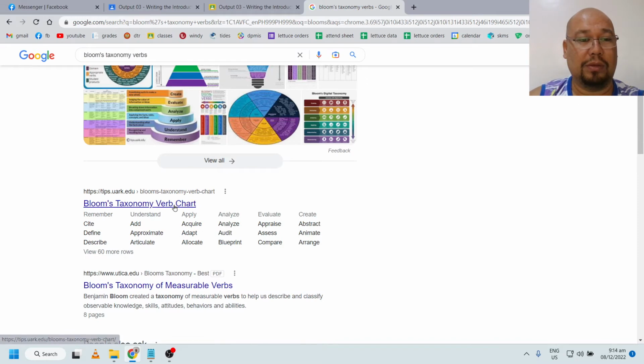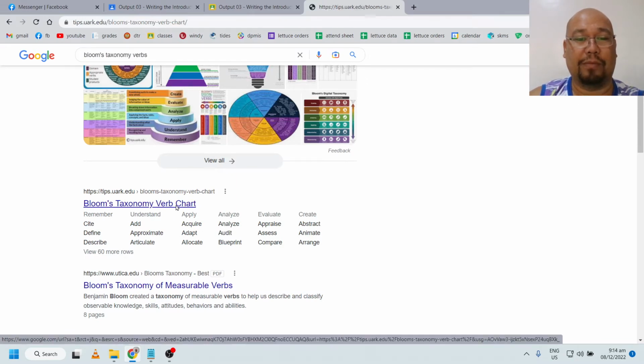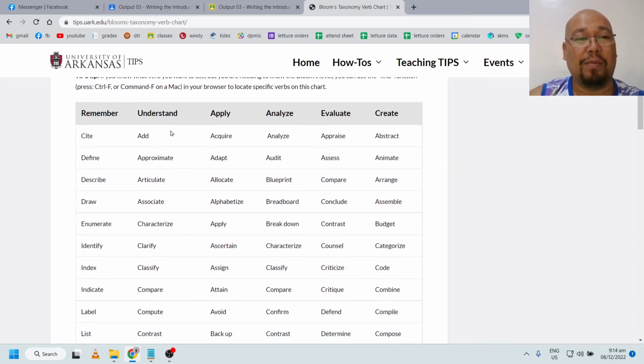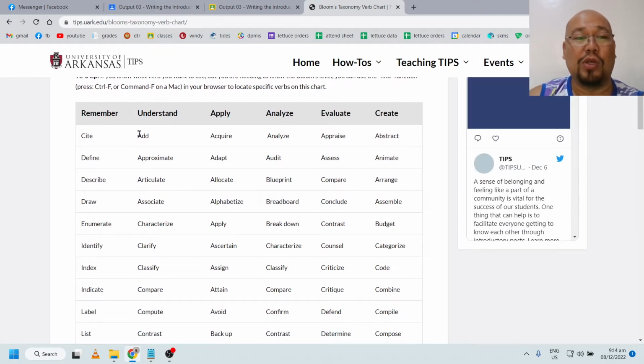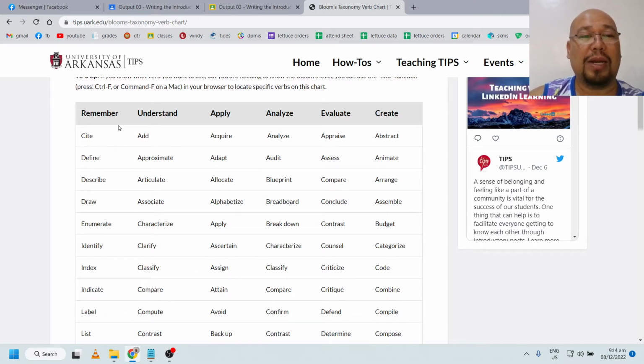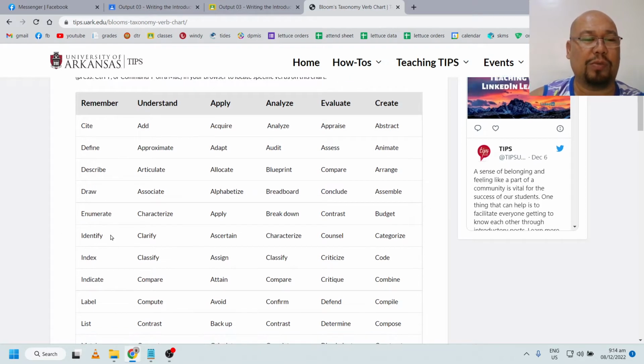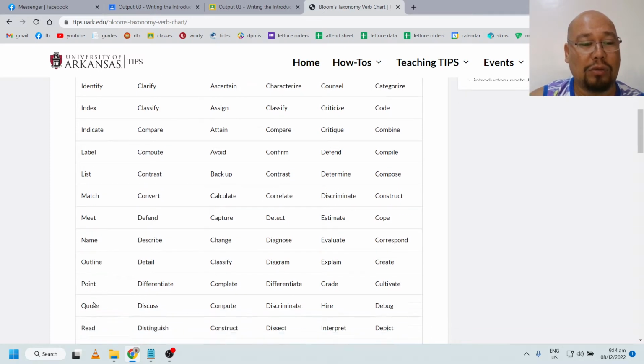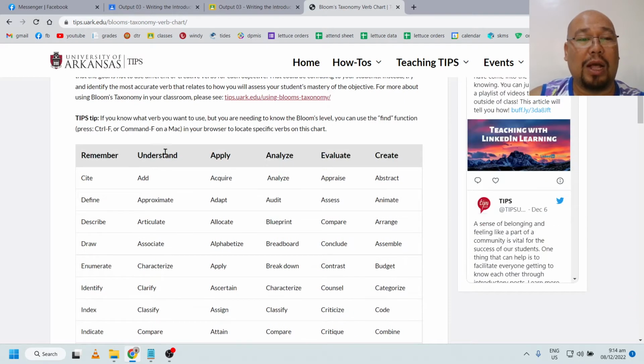I hope it's a verb chart. Okay, for example, remember, understand. These are the levels. So use these words, which makes it easy for you. To remember, for example, you cite, define, describe, draw, enumerate, identify. So probably identify is a good choice of verb. Match, meet, name, outline, point. Then understand, add, approximate, articulate. Now, these are actually the terms for measurables. You can look this up.